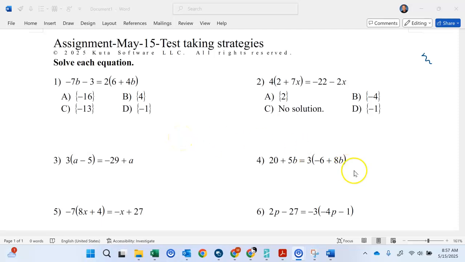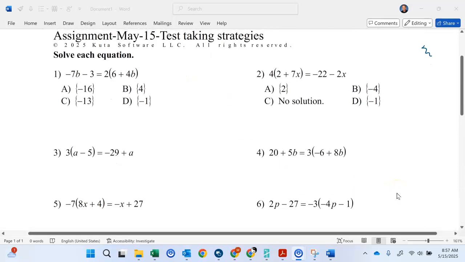Okay, hello. Today we are going to talk about test-taking strategies. If you look at the questions that show up on this page, you as modeling students or as 11th graders should know how to solve all these algebraic equations to get an answer. Let's see, okay, I'll show you the other part in a second.